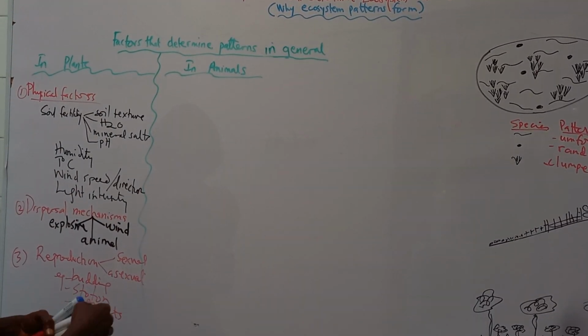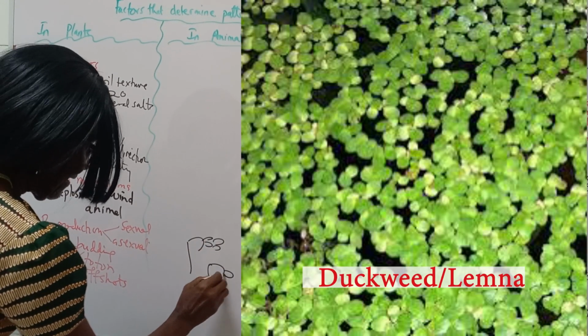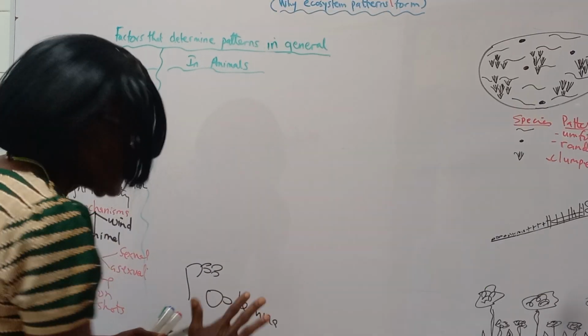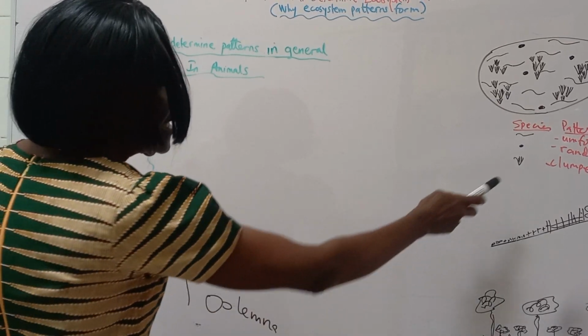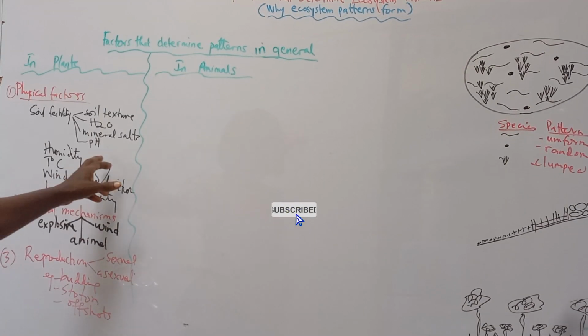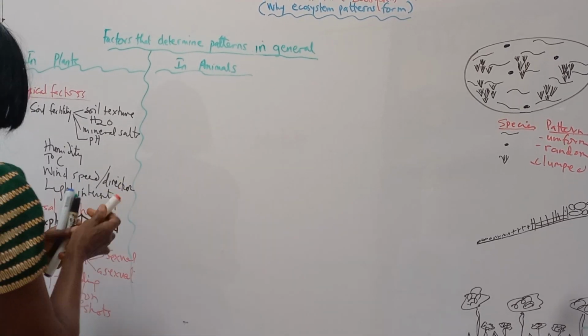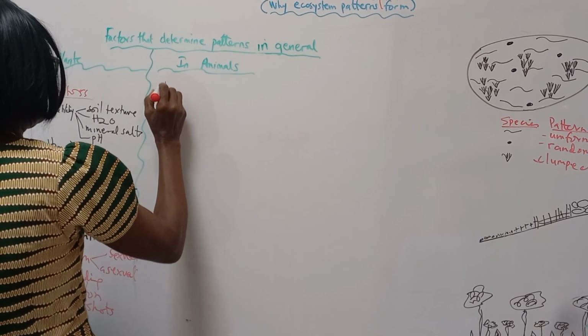For instance, if you have a plant that propagates by budding, like the water plant lemna, they can group together, they can clump or form uniform, spread over the water. These are the factors in plants. Let's look at them in general in animals.